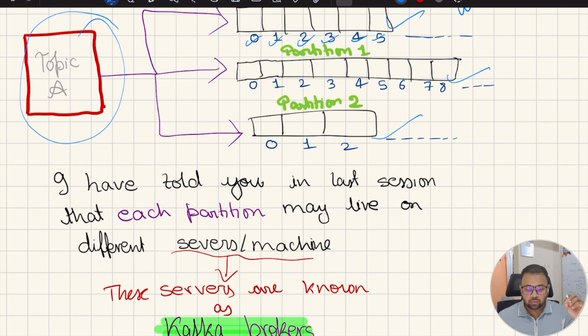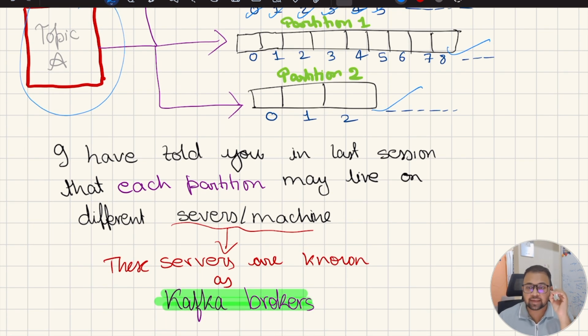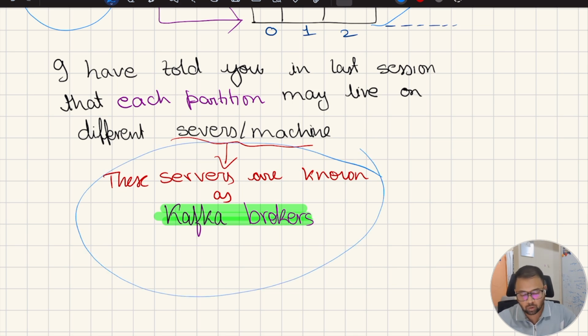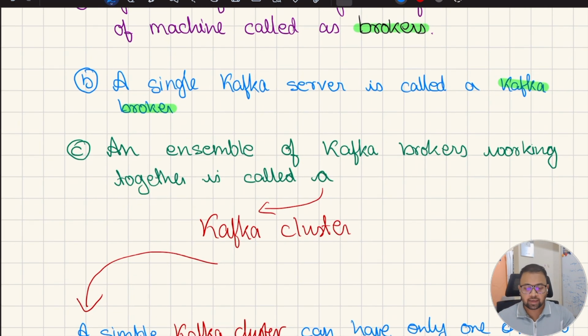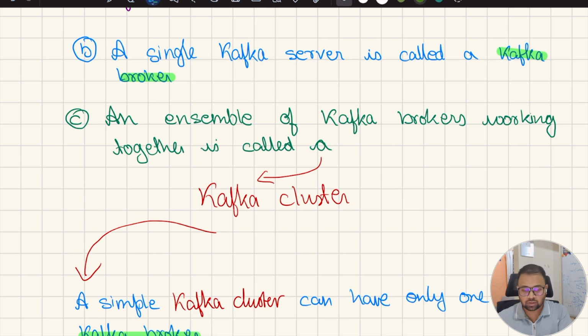I have also told you in the last session that each partition may live on a different server or machine, and these servers are called Kafka brokers. A combination of different Kafka brokers is called a Kafka cluster. More than one broker will be termed a Kafka cluster. Perfect.